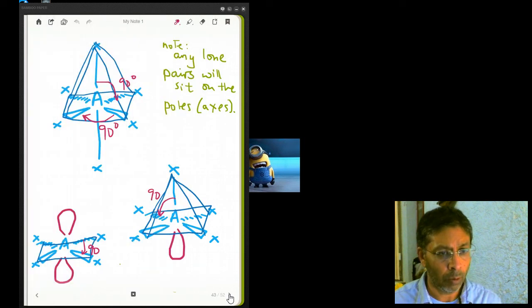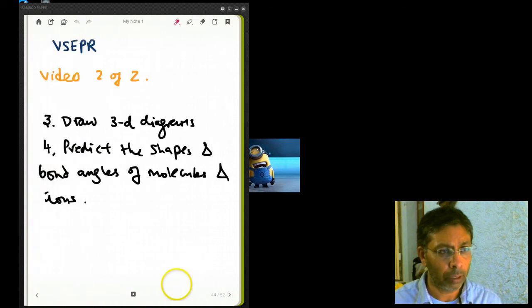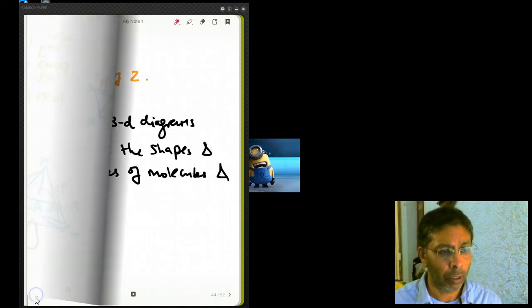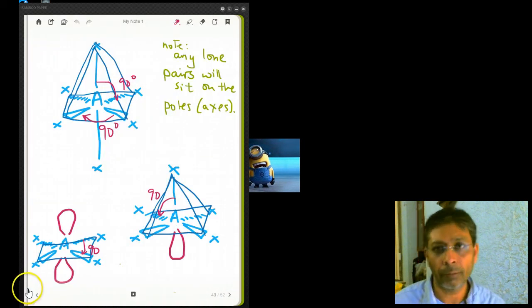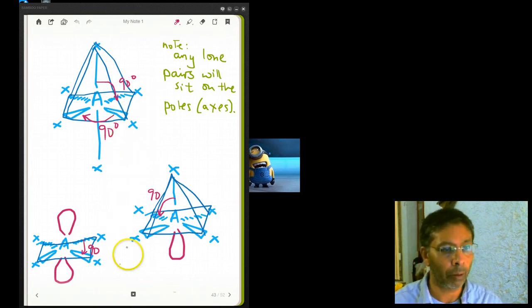So what we've just done is look at the simple shapes of molecules, the 5 or 6 different shapes and their bond angles. We've also been able to draw 3D, I think, but we'll come back to 3D drawings in our next video. Okay, we'll stop there.